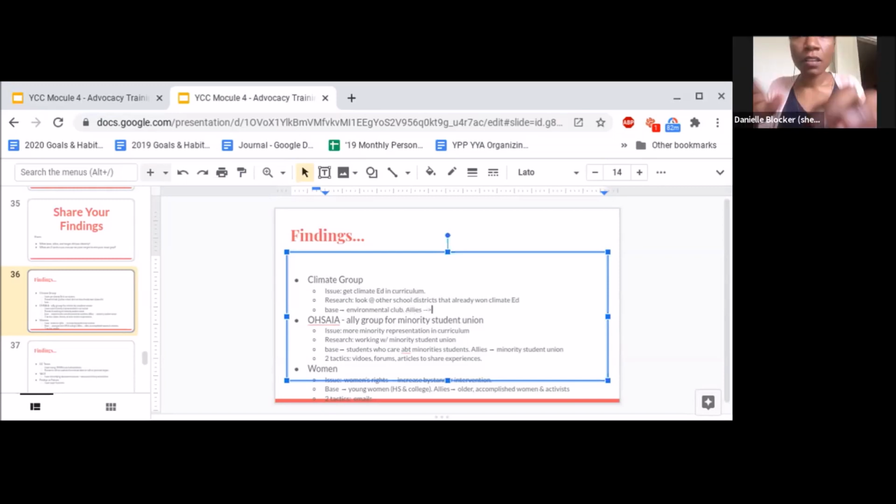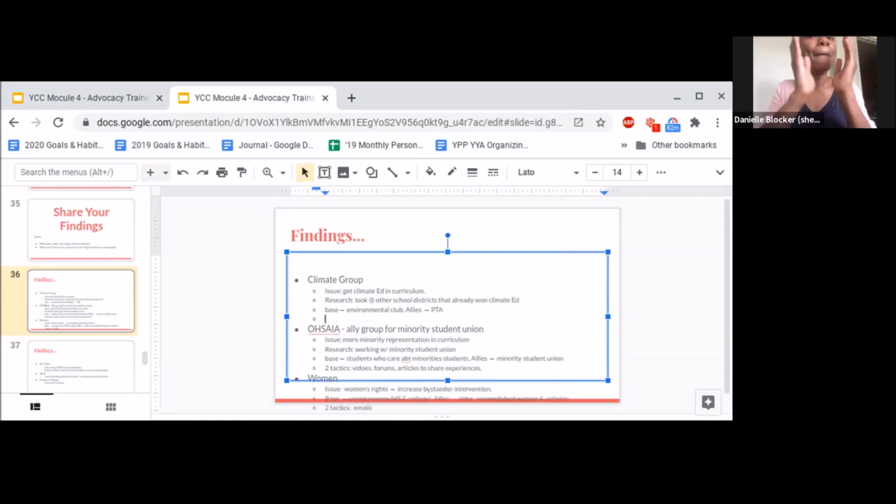And do you have any allies? Yeah, so our allies we were thinking would be the PTA or another group to help us contact the administrators. You said that was the PTA? Yeah. Perfect allies. They're not with you on all the issues. They're not like the environmental club, but they might care about this issue.